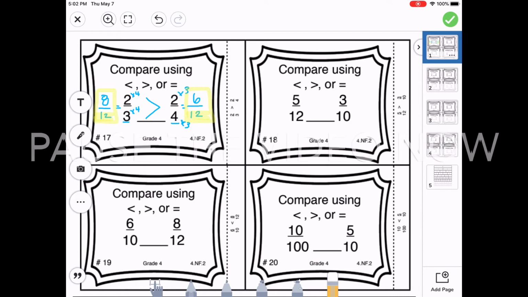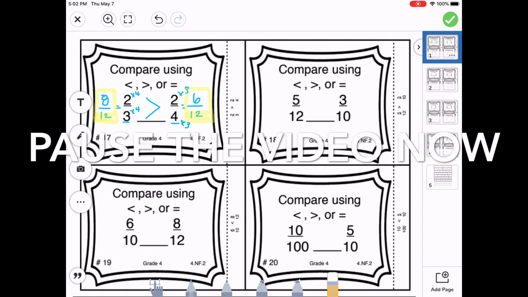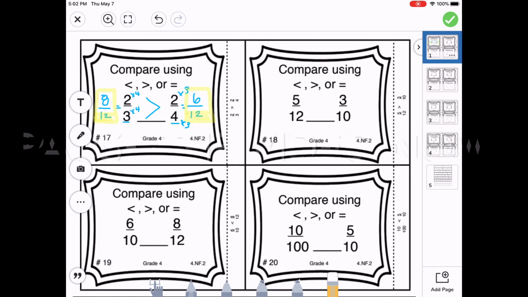Go ahead, pause the video now, choose which strategy you prefer, and try and solve the next few problems, and then come on back and we'll go over the answers together. Okay, so depending on which strategy you chose to use, your answer should still be the same as mine, but the way you got there might be a little bit different.